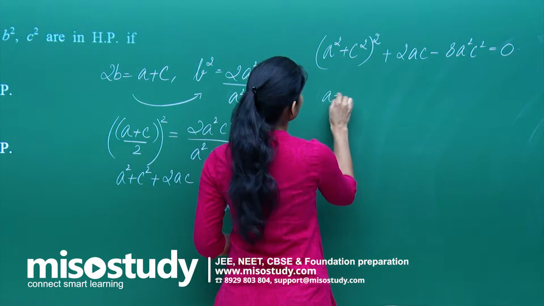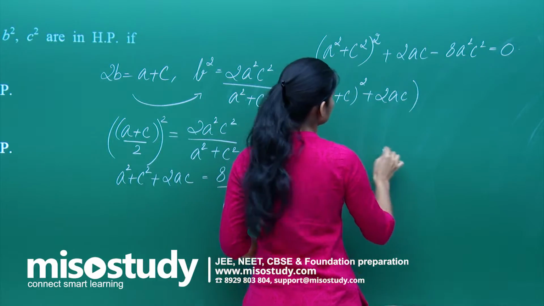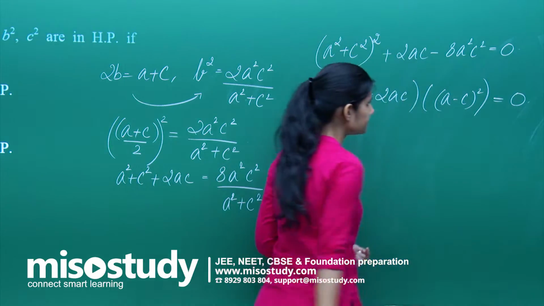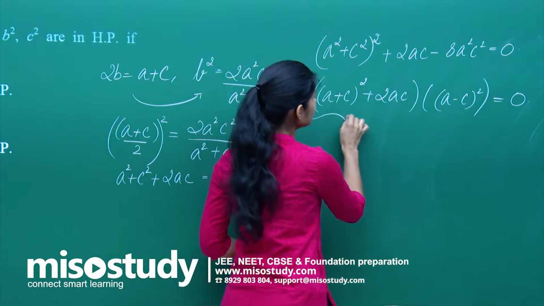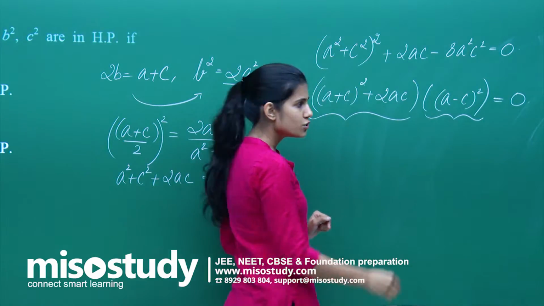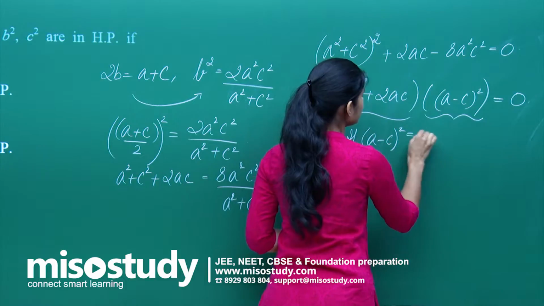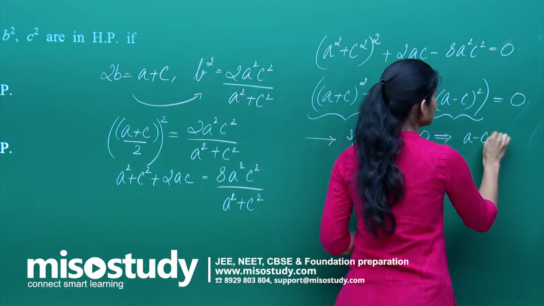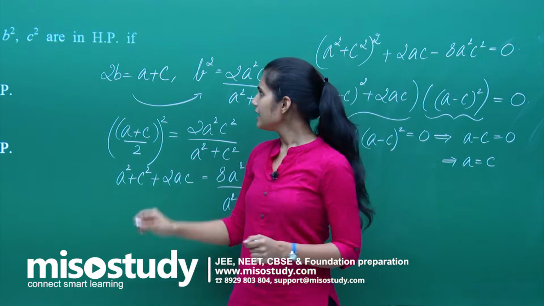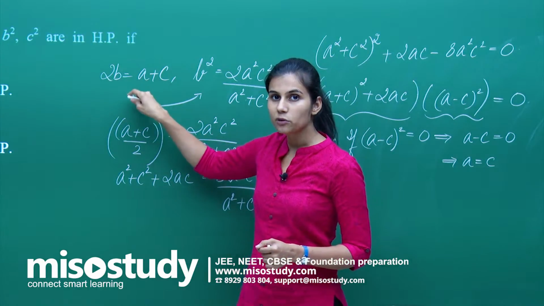So you basically land yourself at the step a plus c whole square plus 2ac multiplied by a minus c whole square equals 0. So either this is 0 or this is 0, only then this product can be 0. So if a minus c whole square is 0, this means a minus c is 0, which means a equals c. But if a is equal to c, you get 2b equals 2a, which means b equals a.